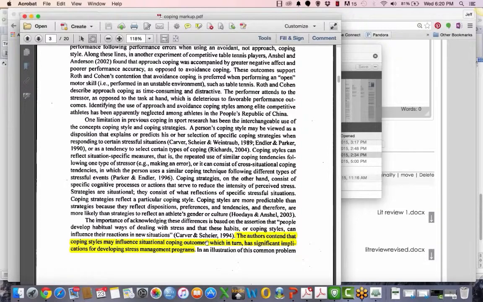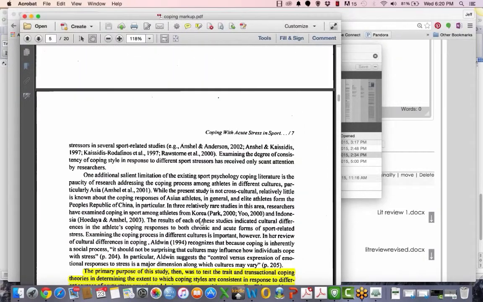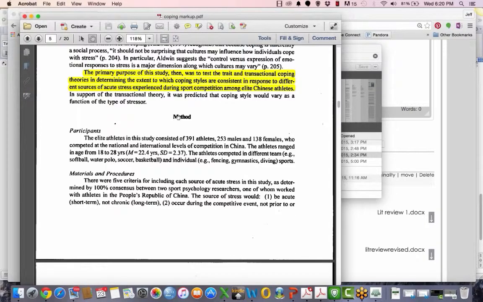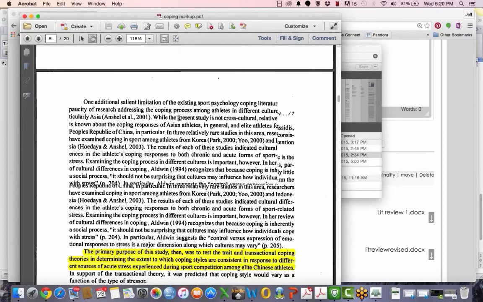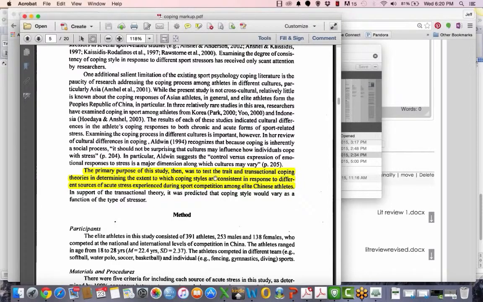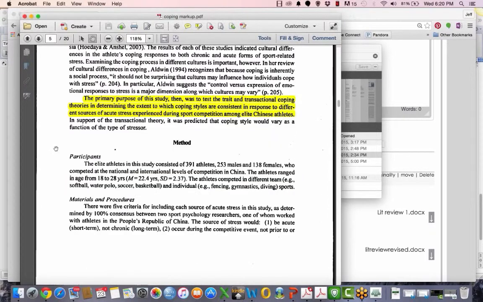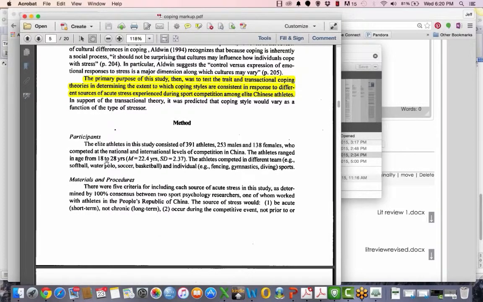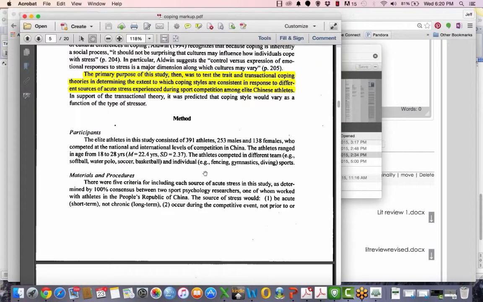Then there was a couple other sentences I found in that first portion that goes all the way down to methodology. Okay. The last line is the purpose of the study. First paragraph's done. The second paragraph reads this way: the study consisted of 391 athletes, 253 males, and 138 females. The age range was from 18 to 24, mean of 22.4 years, and standard deviation of 2.37.